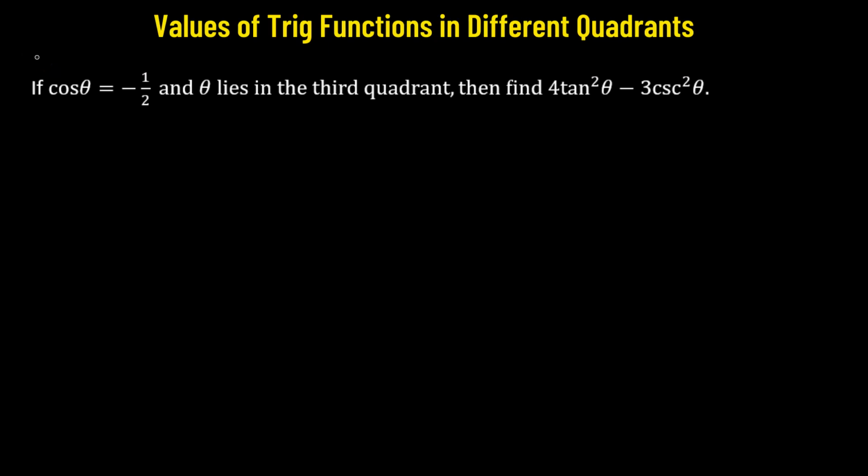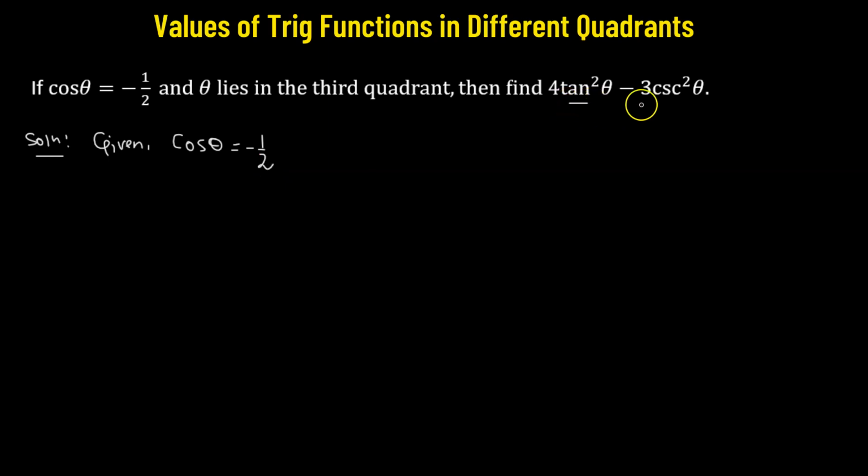Here with this problem, we're given the value of cosine theta, which is -1/2, and theta is lying in the third quadrant. We need to find out the value of 4 times tangent squared theta minus 3 times secant squared theta. So let's begin. First, we will consider the given value. We are given cosine of theta equals -1/2.